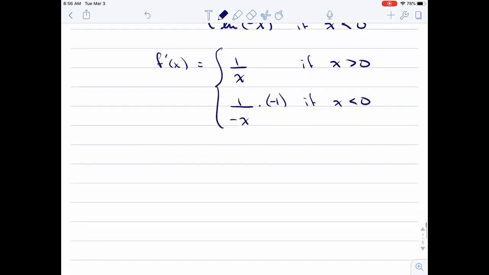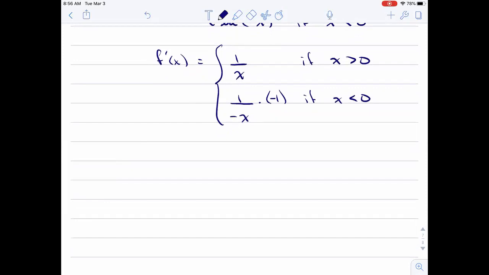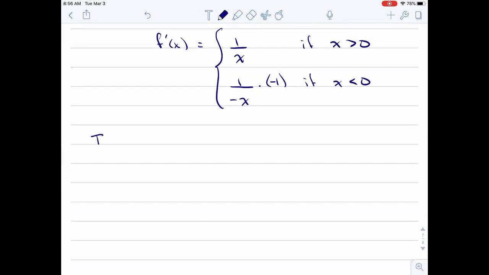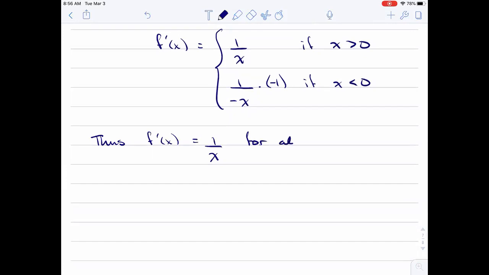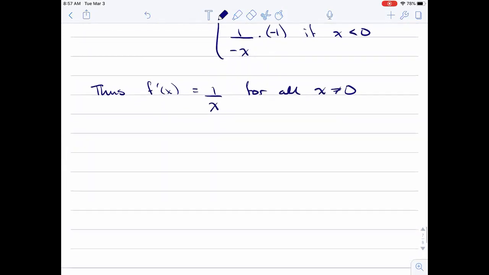These negatives cancel, right? And so regardless of if we have a positive value of x or a negative value of x, if we're taking the natural log of the absolute value of x, then the derivative regardless is going to be 1 over x. Might not seem like much, but we can say that thus, f prime of x equals 1 over x for all x not equal to 0. Which we can summarize here as the derivative of the natural log of absolute value of x is 1 over x.